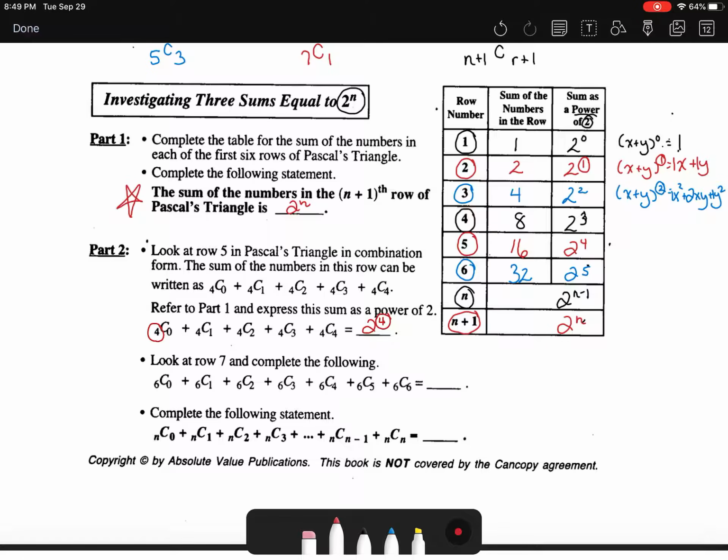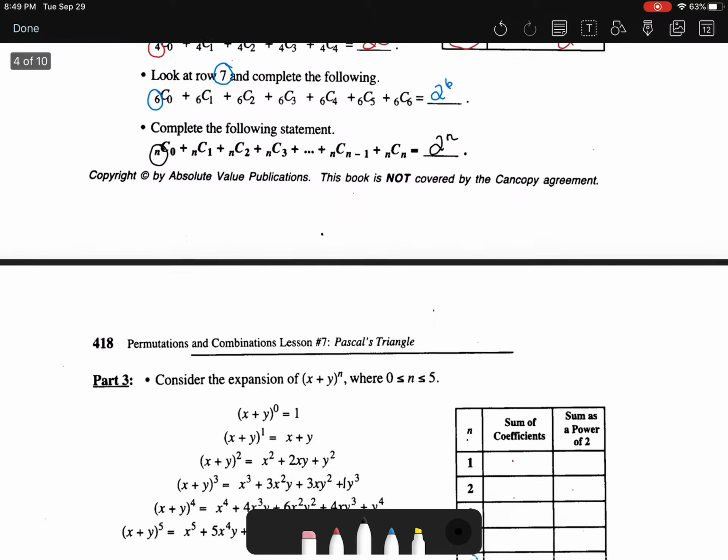from. So if I take a look at that, in the next one, I start with 6 choose 0, so this is going to be 2 to the exponent of 6, 1 less than the row number. Makes sense. And in the last one here, I start with n choose 0, so this is simply going to be 2 to the exponent of n. And you'll see how we use all these moving forward, I promise.